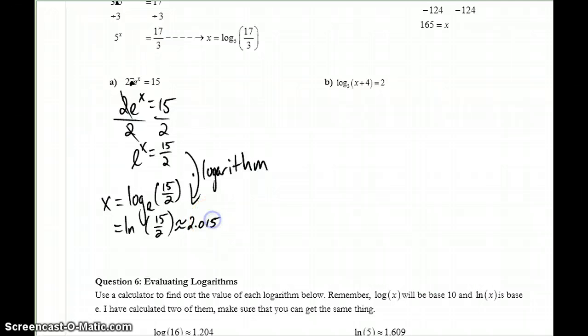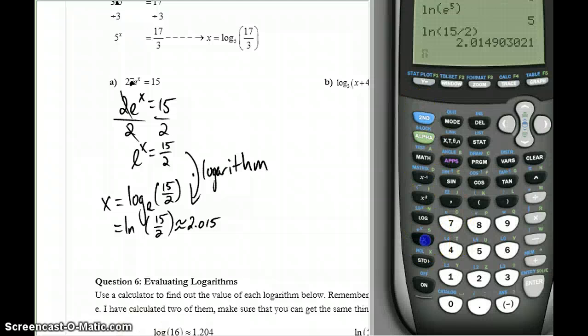If you want to check your answer, if I take e and I raise it to that power, I should get 15 halves. So if I take e and I raise it to the 2.014903021, and that decimal would keep going, but the calculator cuts it off, we should get something that is almost 15 halves. 15 halves is about 7.5, so we want to get up close to 7.5, and we can see we get very close to that. So that means our answer is correct.